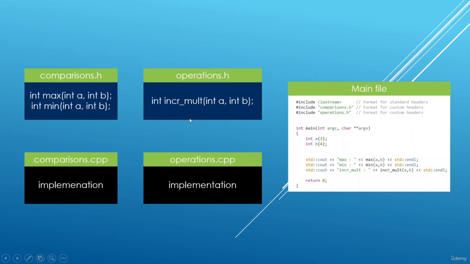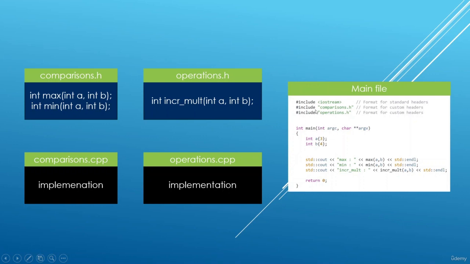And we are going to set up our code in a way that our incr mult function here is going to live in its own file. We're going to split that in 2 files. So we're going to have a header file called operations.h, and we're going to have an implementation file called operations.cpp, which is going to contain the implementation of this function here.